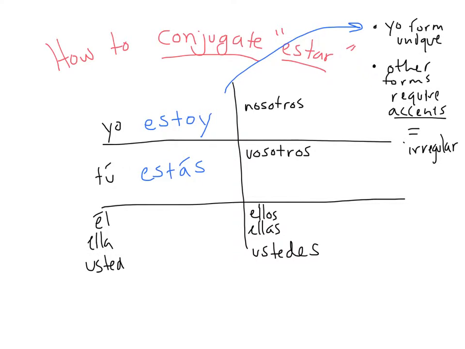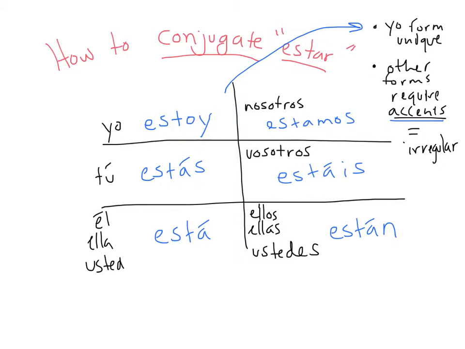Here we've got those unique accent marks that are coming in. For él, ella, usted, está. Nosotros, estamos. Vosotros, estáis. And ellos, ellas, ustedes, están. Now we need these accents to help us make the right sounds. Also, for instance, when we're looking at está, down below, if we didn't have an accent, the word means a completely different thing. It actually means this if I take that accent away.